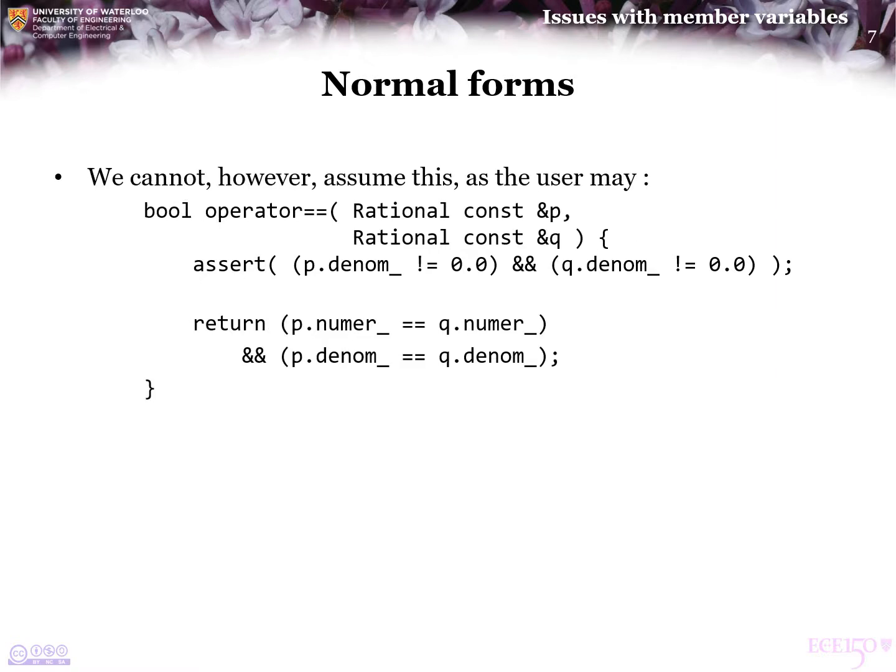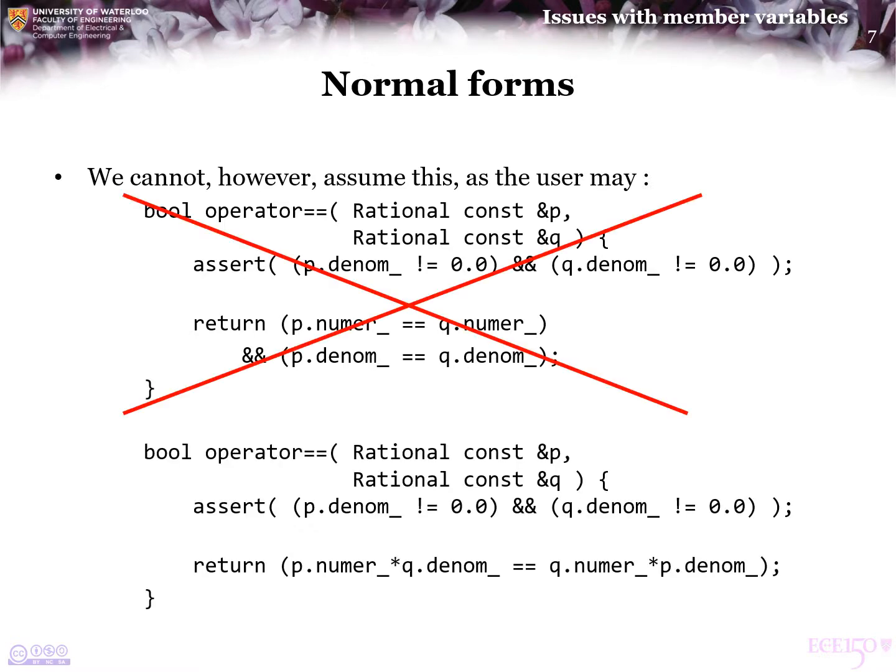Now, if we were guaranteed that all rational numbers were in this normal form, then we could actually compare two rational numbers simply by comparing their numerators and their denominators. And as you can imagine, this is a very fast check in hardware on the computer.